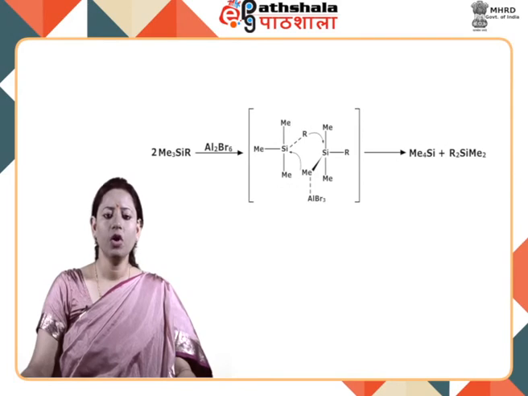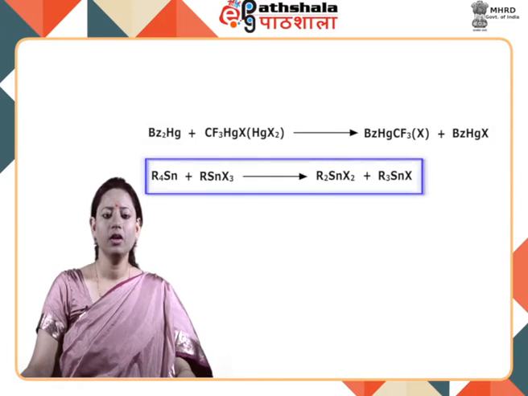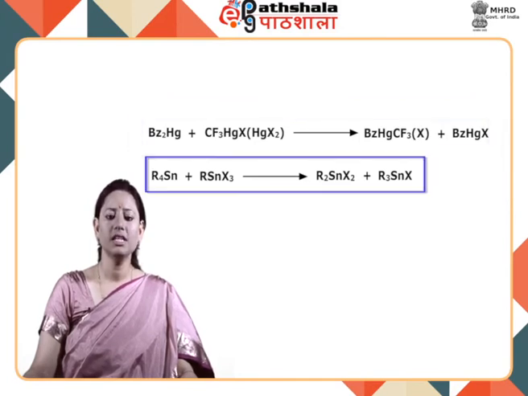Disproportionation reaction of organosilanes proceeds in organic solvents such as benzene via the following transition state. Me3SiR reacts with aluminum bromide to give Me4Si. The reaction of dibenzyl mercury with trifluoromethyl mercury salts and of tetramethyl tin with trichloromethyl tin follow the SEi mechanism in non-polar solvent. So, Bz2Hg, dibenzyl mercury, reacts with CF3HgX and HgX2 to give BzHgCF3. Tetraalkyl tin reacts with RSnX3 to form R2SnX2.